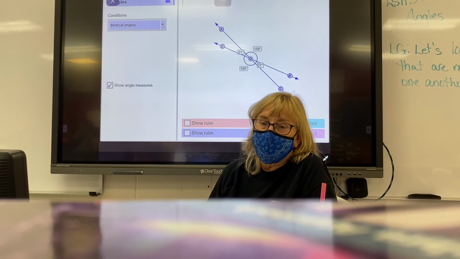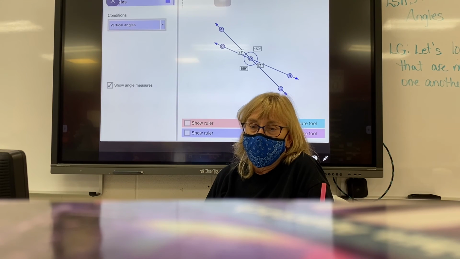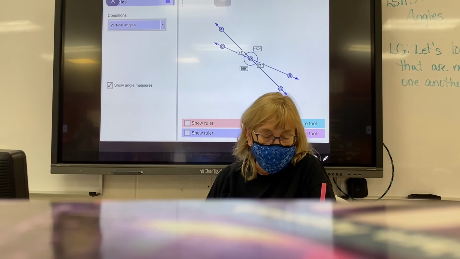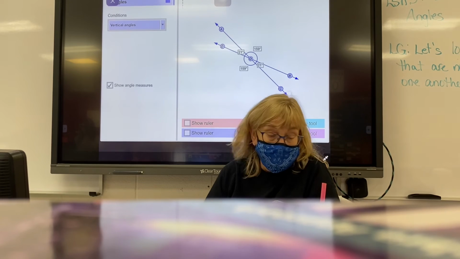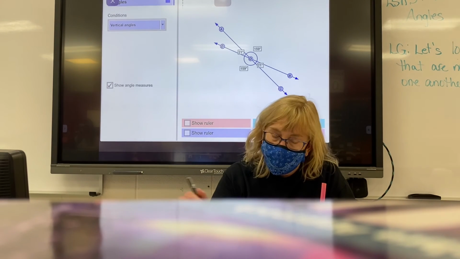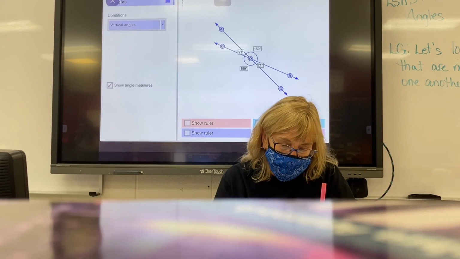Do supplementary or complementary angles need to be next to one another? No. Okay, put it in the chat. I mean, on the Pear Deck.